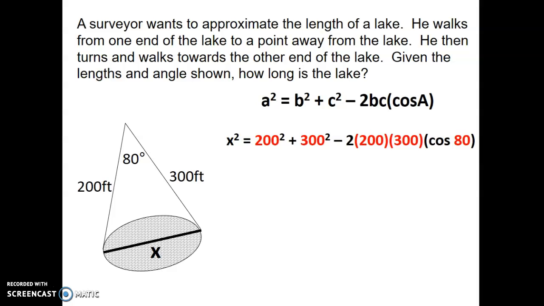This is the only thing that I need to see of your work, because you can put in 200 squared plus 300 squared minus 2 times 200 times 300 times the cosine of 80, all in your calculator at once. If you do that, you'll come up with this big number. You take the square root of that number, and you get 330.40.